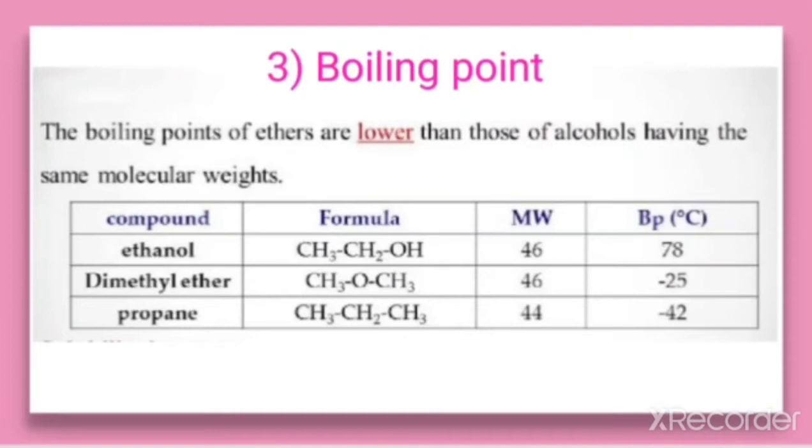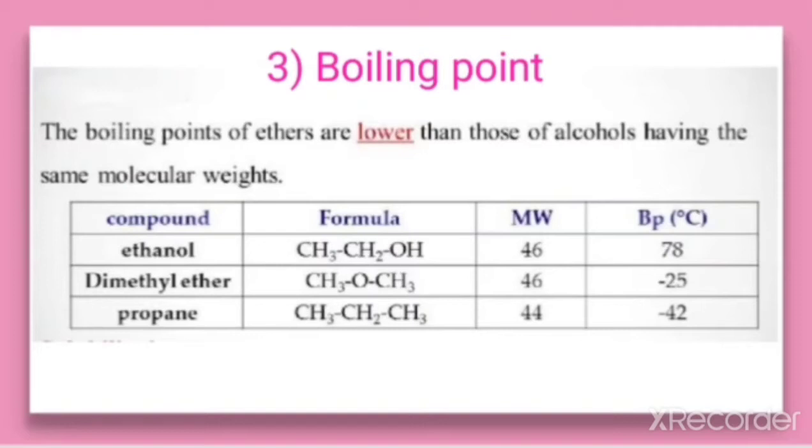When we compare the boiling point, usually the boiling point of ethers is lower than that of alcohols having the same molecular weight, because ethers cannot form intermolecular hydrogen bonds between the molecules. But in the case of alcohols, they form intermolecular hydrogen bonds, so they have higher boiling points.